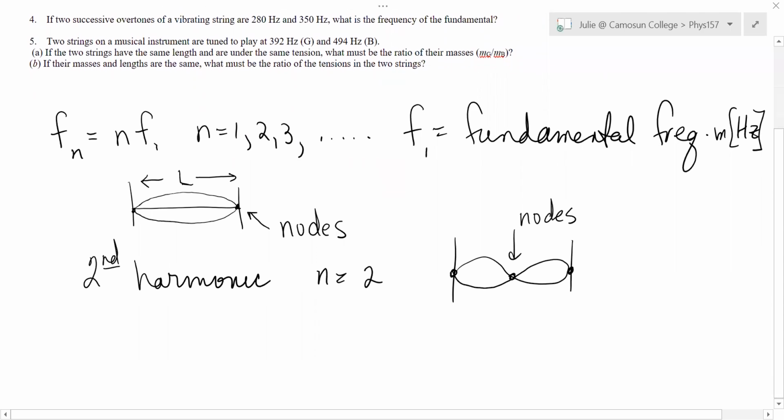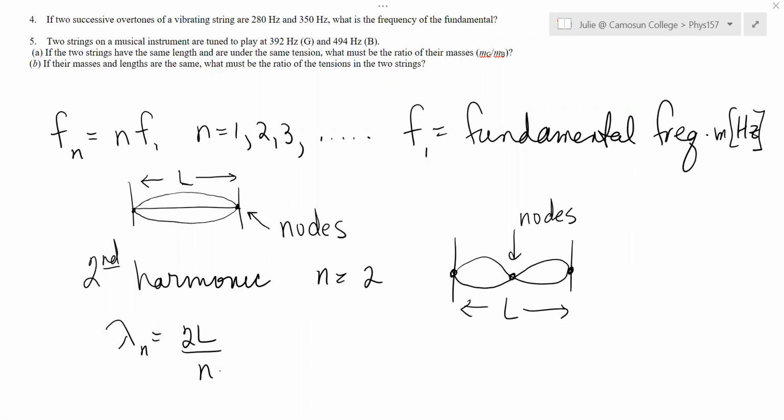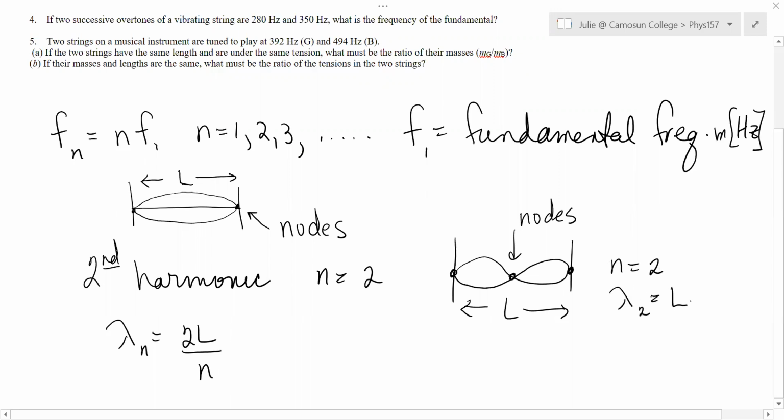The wavelength of this wave, in this pattern of oscillation, the wavelength lambda n is 2L over n. And so these are the wavelengths of the waves on the string that produce these normal modes. In this case, if n equals 2, then the wavelength lambda 2 exactly equals the length of the string.